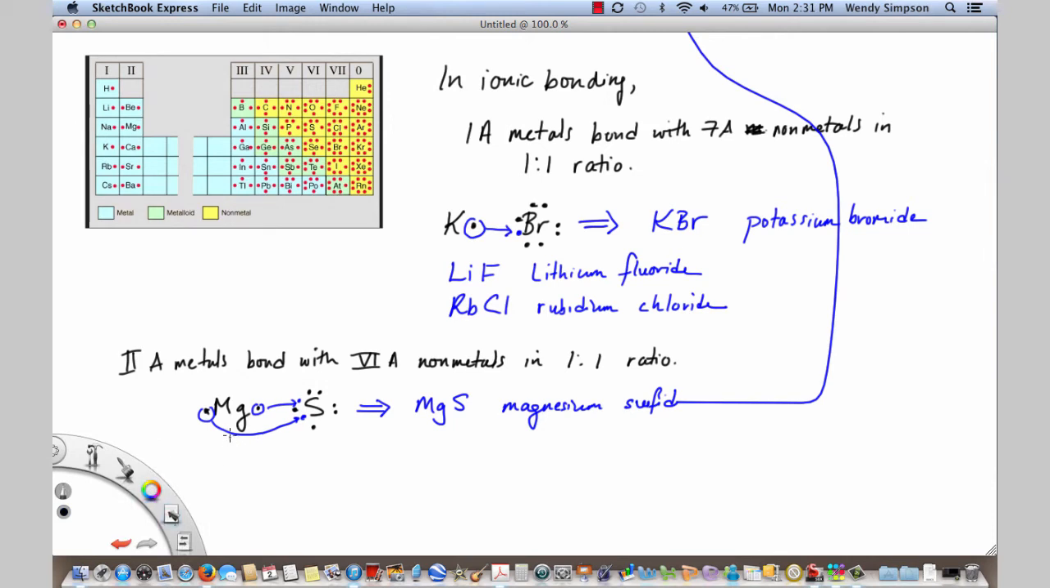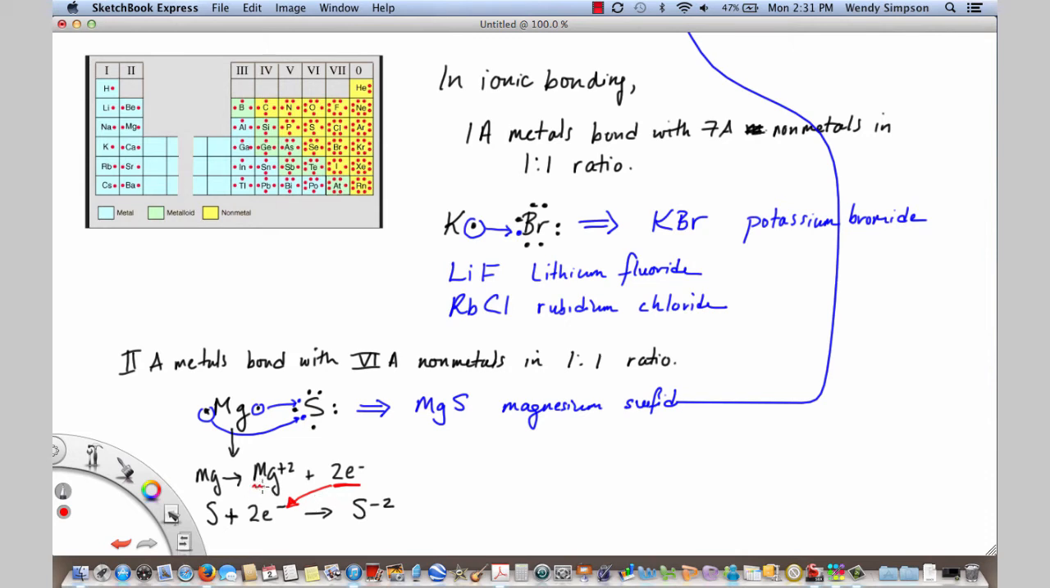In this process, magnesium has lost 2 electrons. So magnesium has become magnesium plus 2, the magnesium ion. It's lost these 2 electrons. These 2 electrons go to sulfur, and sulfur gains these 2 electrons. These 2 electrons here are coming from the magnesium to make the sulfide ion.